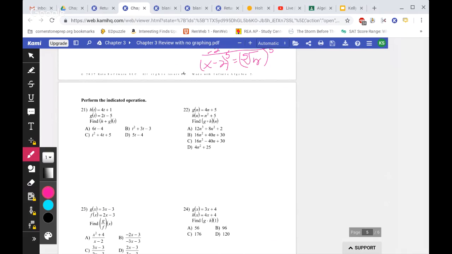Okay. So on this one, what you're going to do is just take H and add G. So 4t plus 1 plus 2t minus 5. So you're going to add 4t and 2t, so that's going to be 6t. And you're going to combine 1 with negative 5, so that's going to be minus 4.